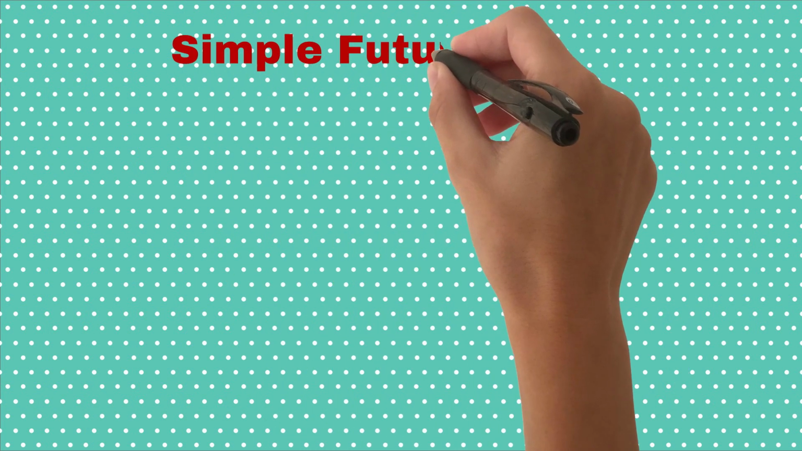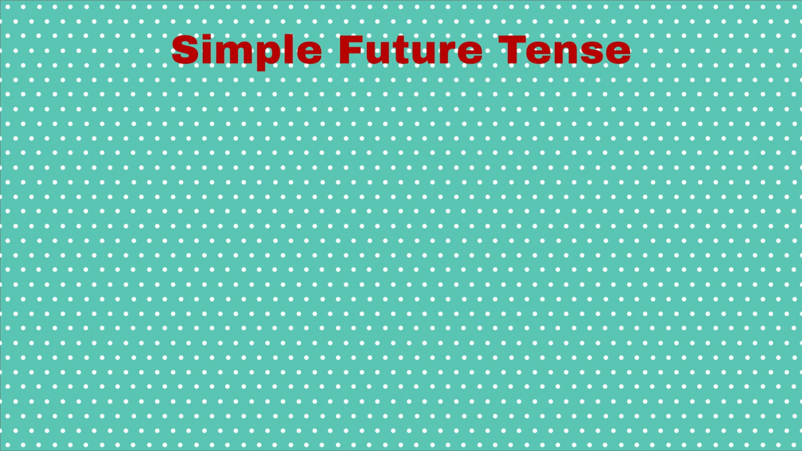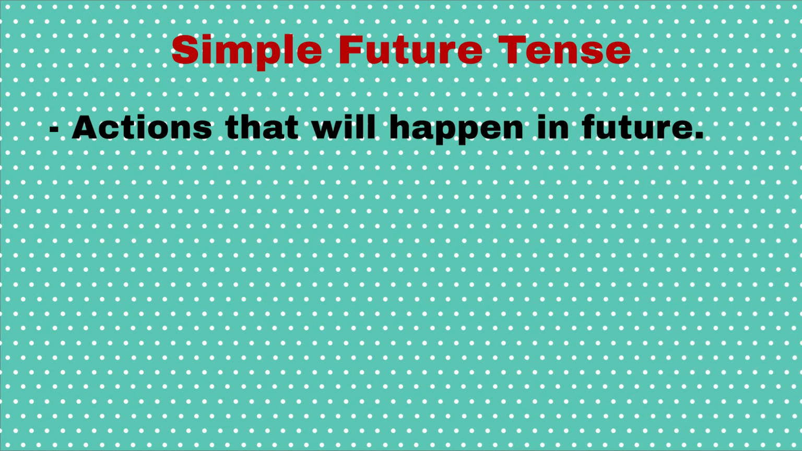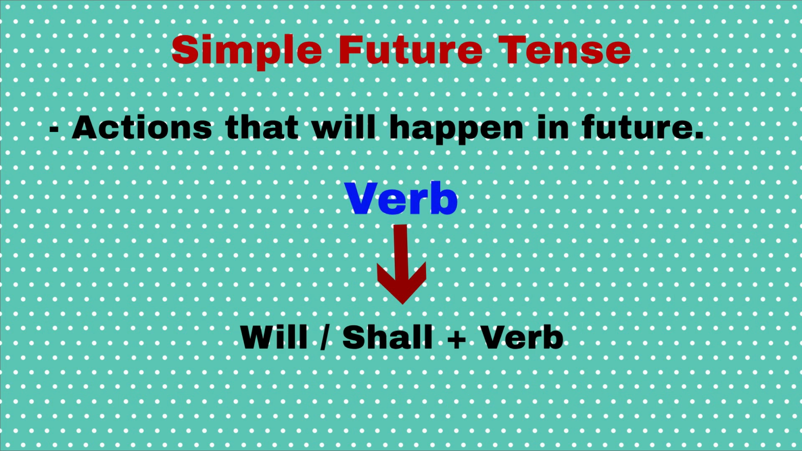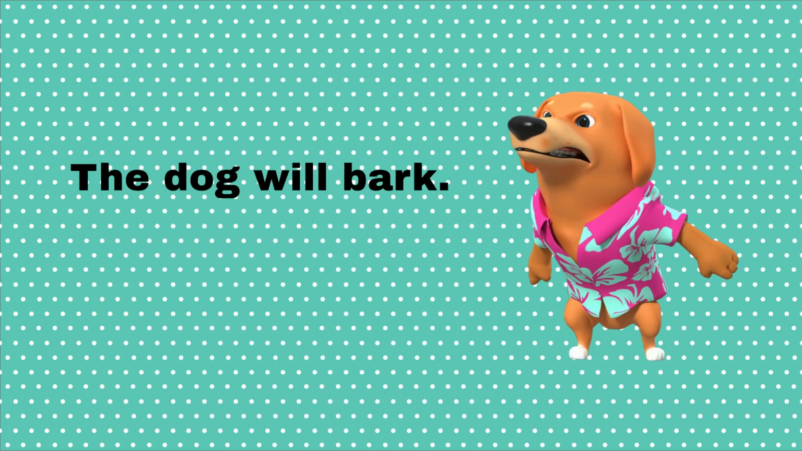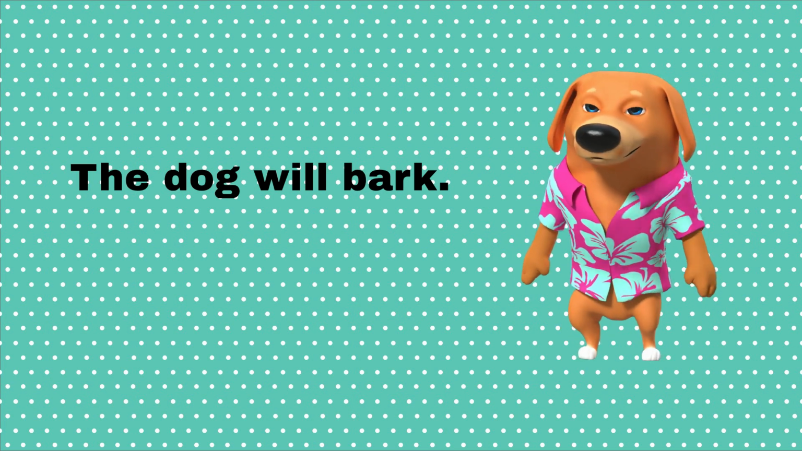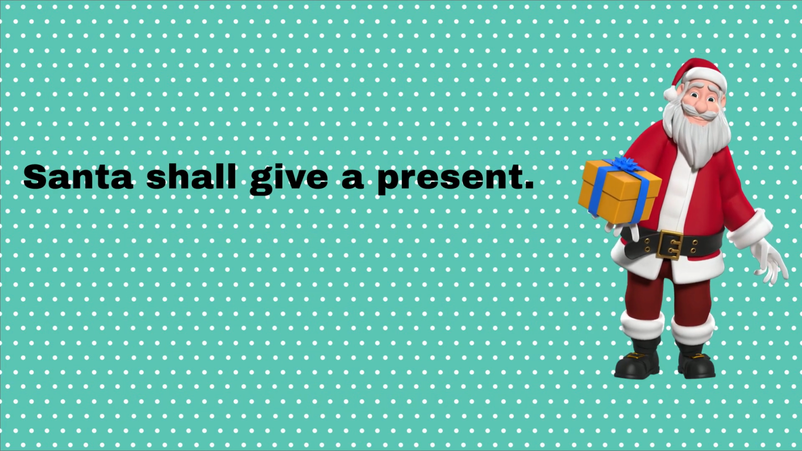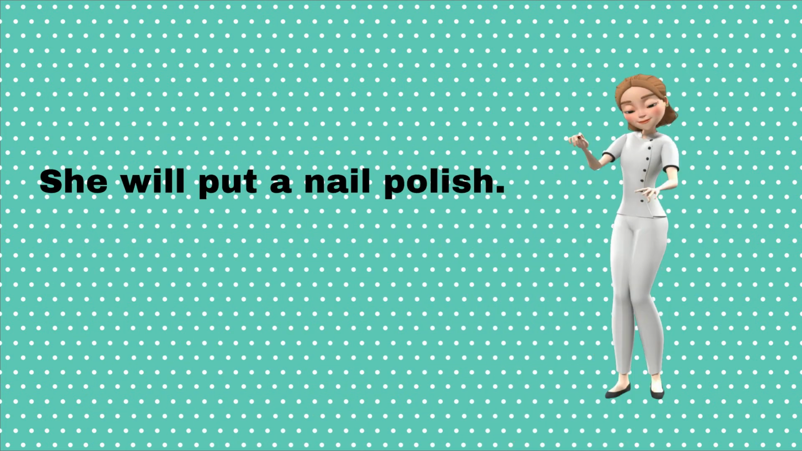Last is simple future tense. It indicates the actions that will happen in future. The verb in simple future tense starts with will or shall. For example, the dog will bark. Santa shall give a present. She will put a nail polish.